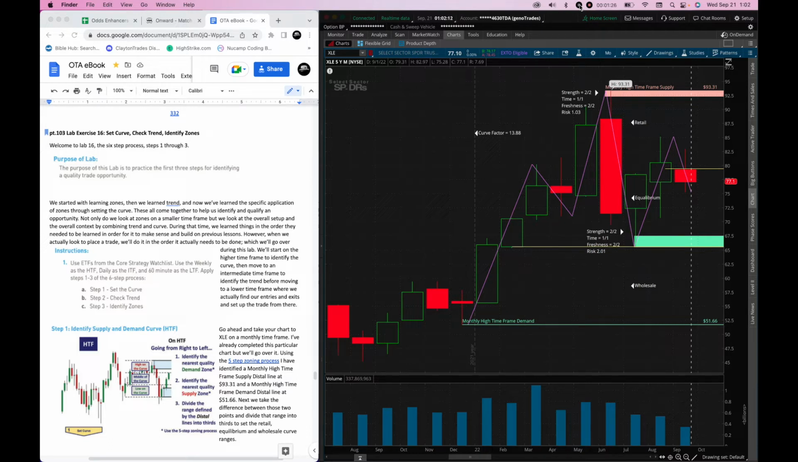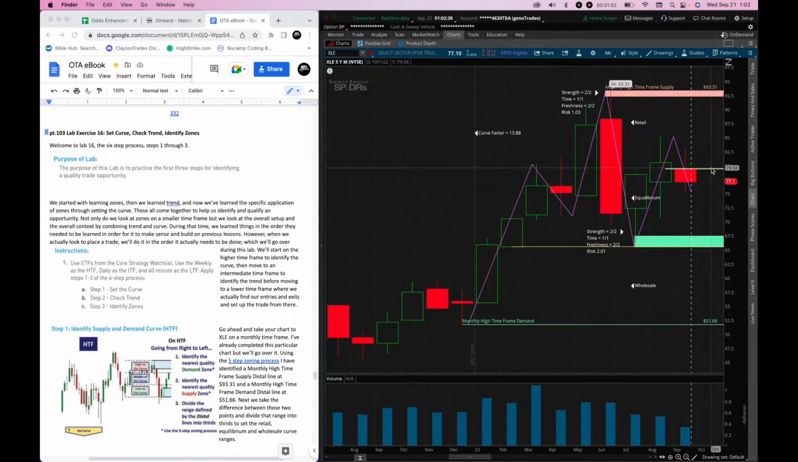Now, using the 5-step zoning process, I've identified a monthly high time frame supply distal line at $93.31 and a monthly high time frame demand distal line at $51.66. Next, we take the difference between those 2 points and divide that range into thirds to set the retail, equilibrium, and wholesale curve ranges.